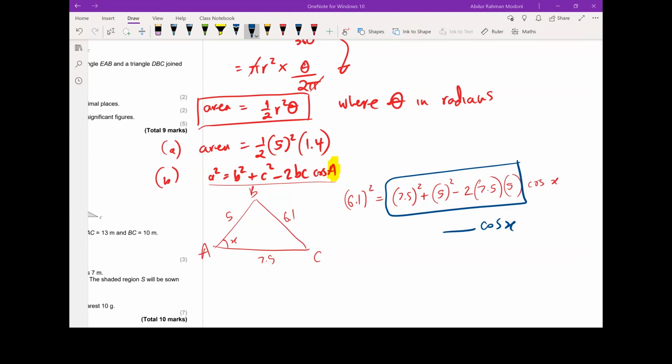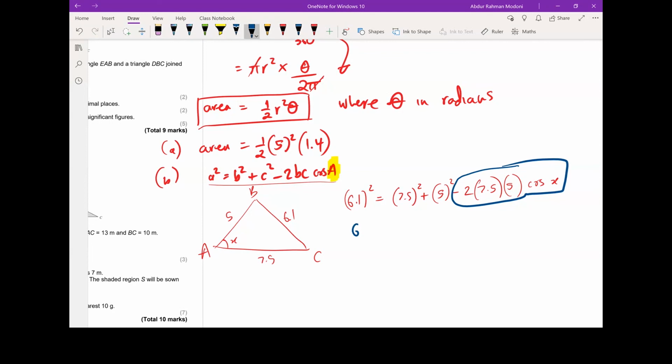Yeah, thank you, Umar. The minus 2 times 7.5 times 5 is multiplying the cos, and so that's a term associated with the cos term. It's not just a number term, so that's where the common misconception is. So this bit here is not just a number, is it? It's multiplying the cos x, so that's the whole term together. You can't add numbers with a term which has cos x in it.